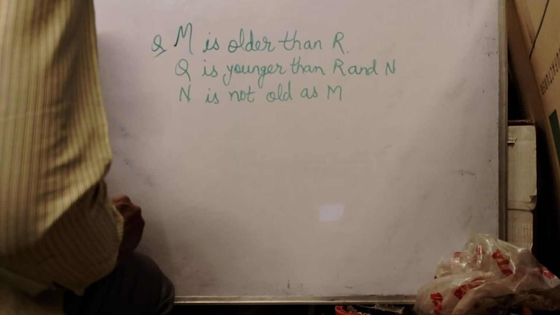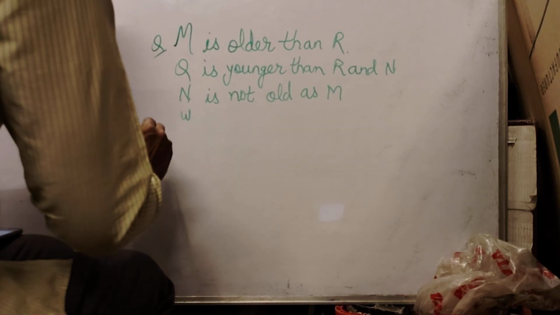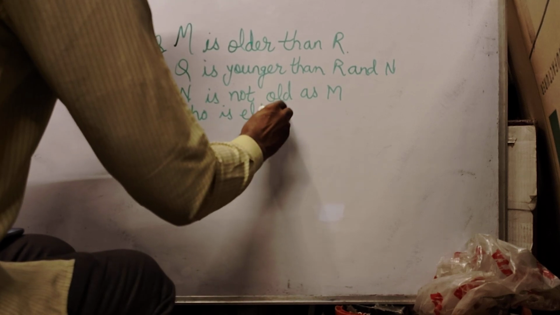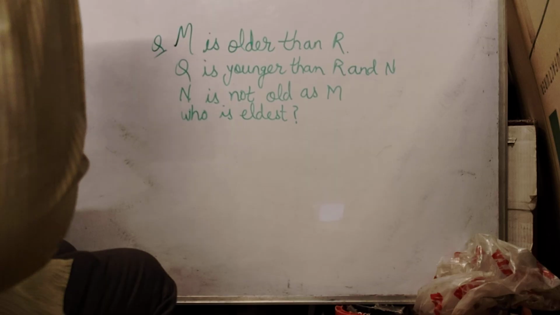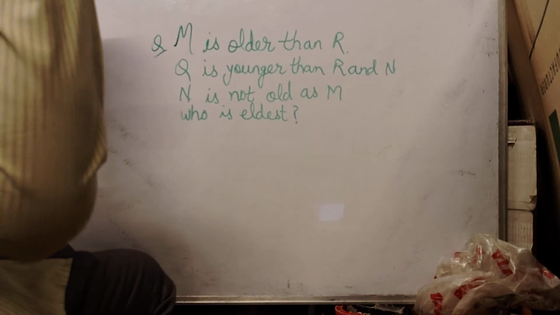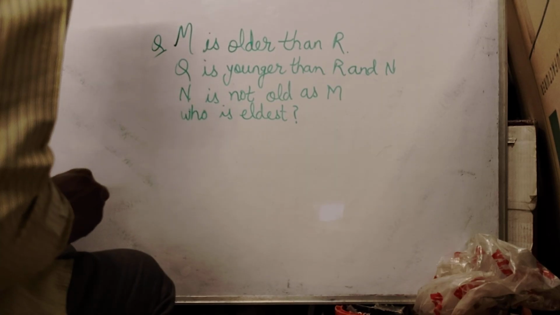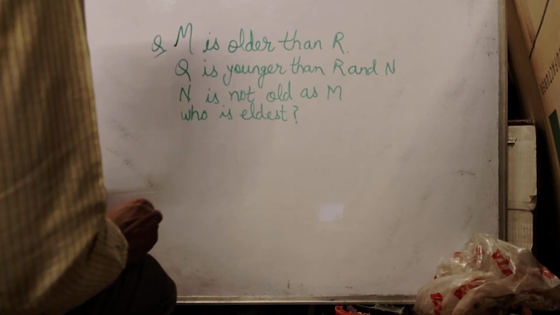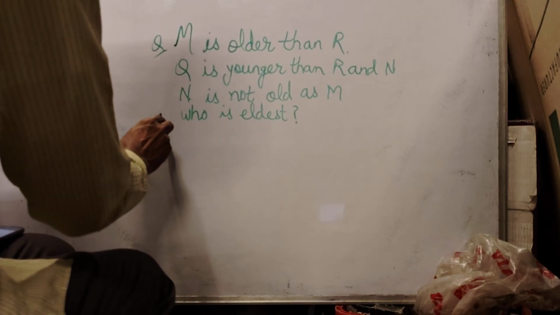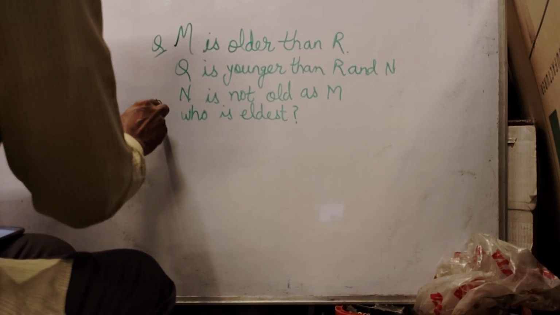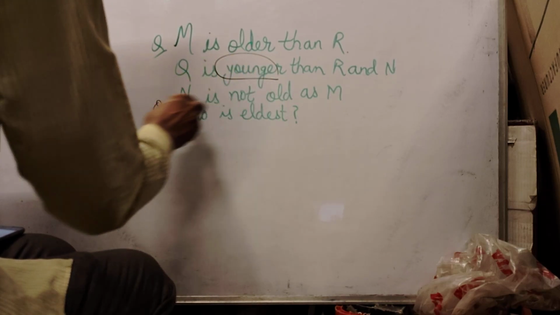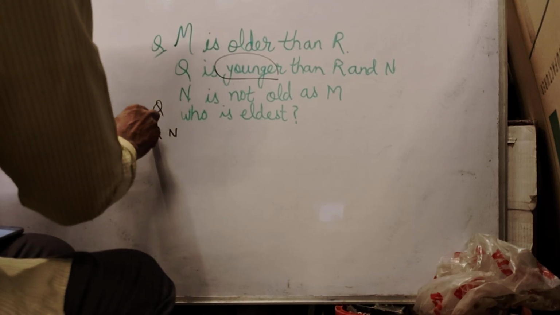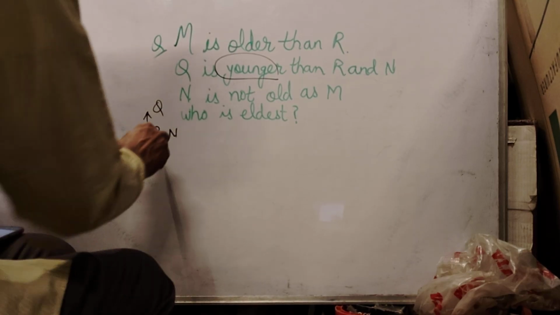What is the oldest among all? Is it M? Because it says Q is younger than R and N. So we know that Q would be at the bottom. We can say the younger one we write on the top. So Q is younger, so we write it on the top of R and N.